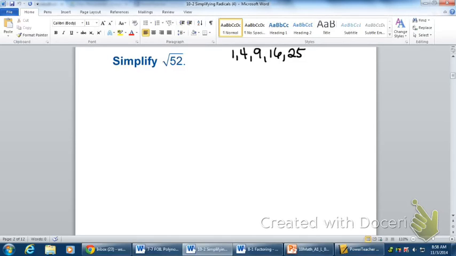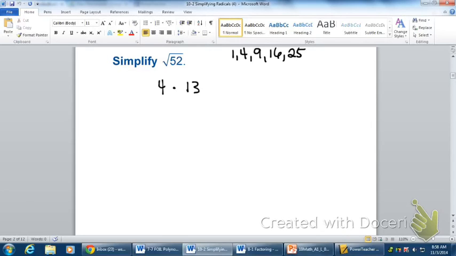You can already look at it and tell, okay, 25 is not going to go into 52. You can kind of know that. Can 16 go into 52? No, 16 can't go. Can 9 go into 52? No. Can 4 go into 52? Yes. How many times? 13. So if you multiply 4 times 13, you get 52.